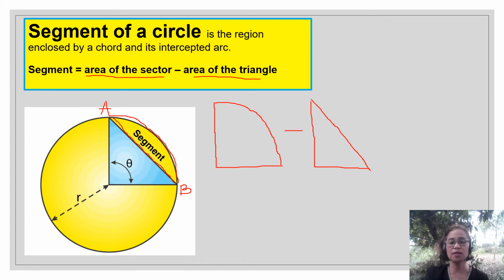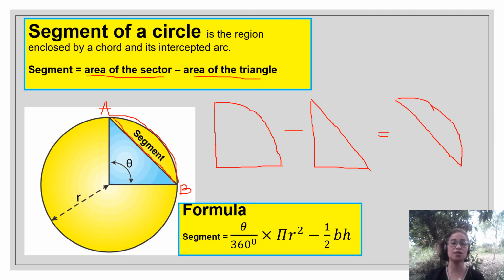So what is left is the segment, which we may call the crust of the pizza. So that's how the general formula works. There are two things that we have to know: the formula in finding the area of a sector of a circle, and the formula in finding the area of a triangle. So moving on, this is our formula.